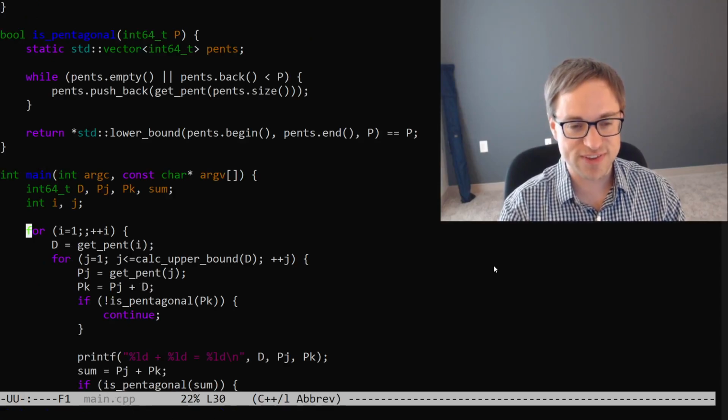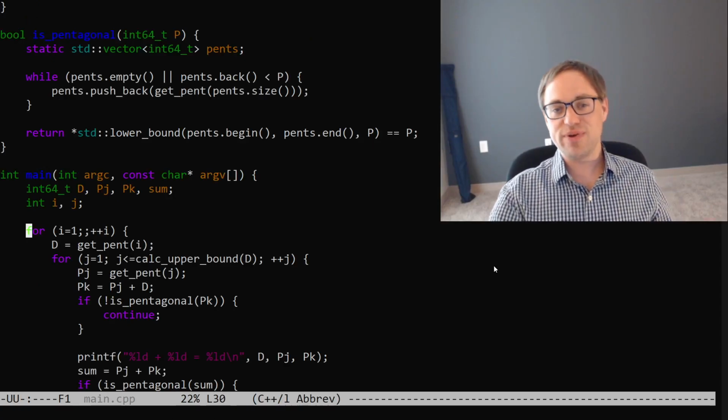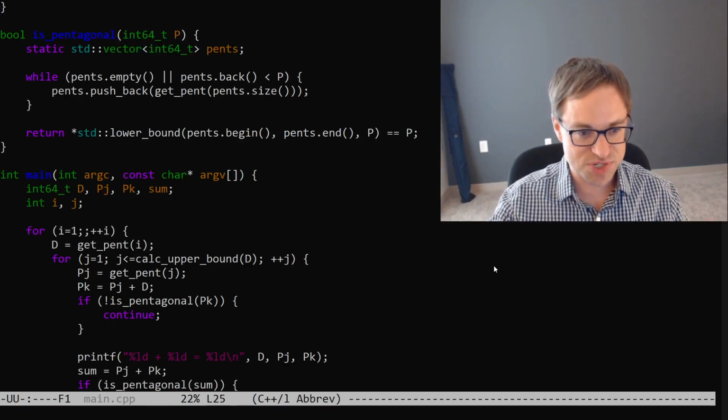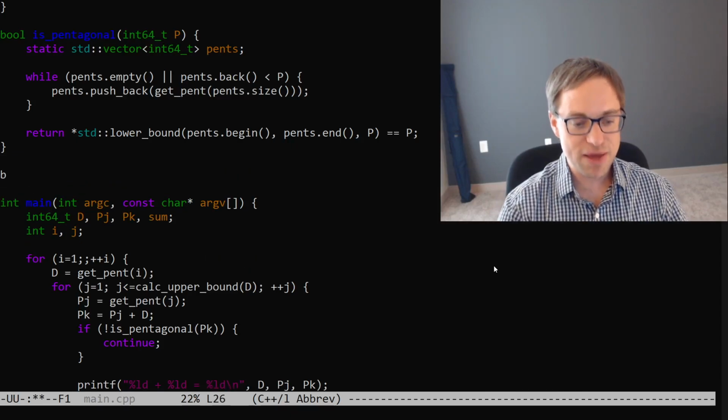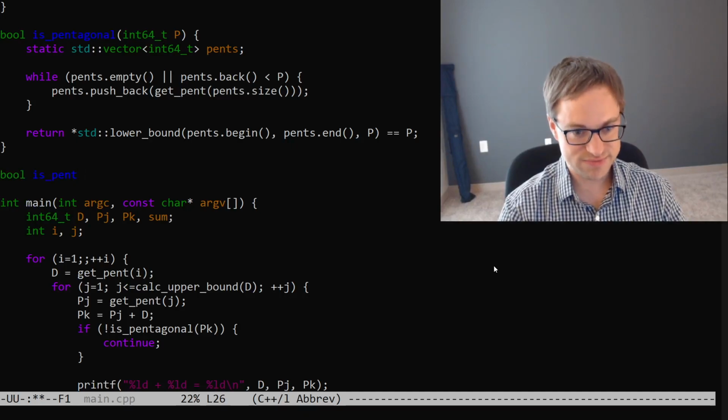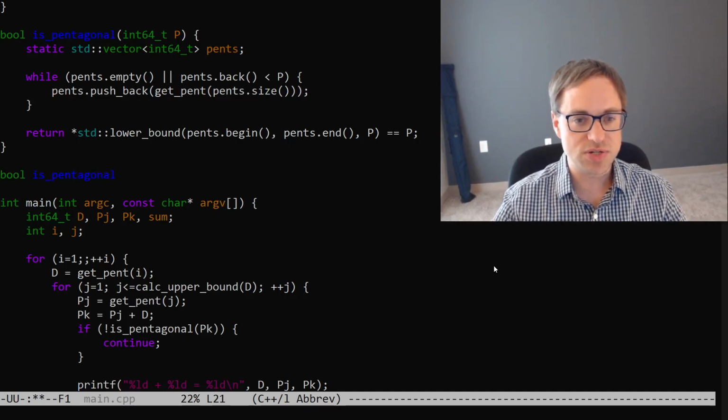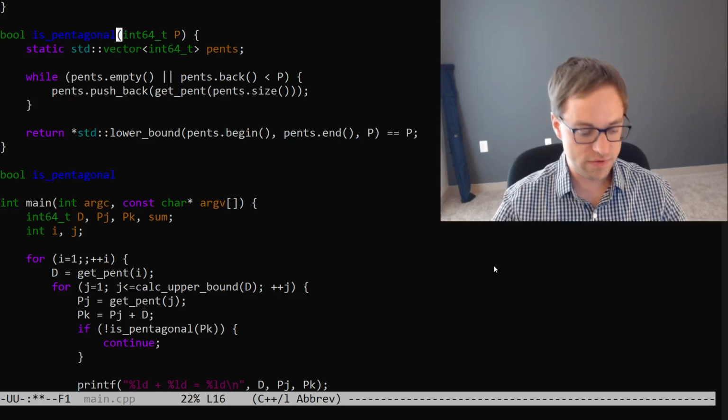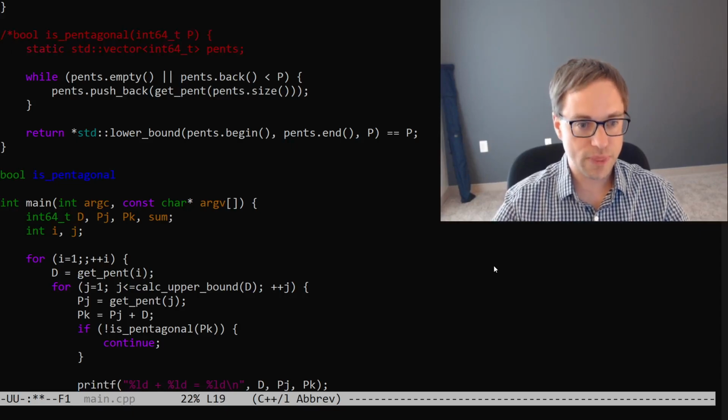I would be the first to concede that my, shall we say, paranoia when it comes to floating point numbers might be a little bit overblown, but only a little. Okay, so we're going to write an alternate implementation of is pentagonal.